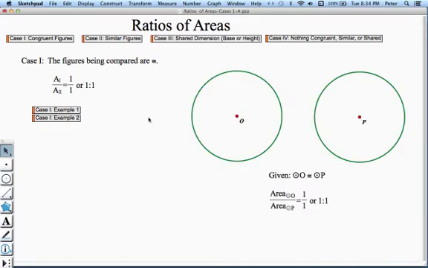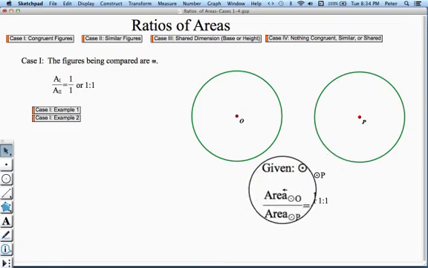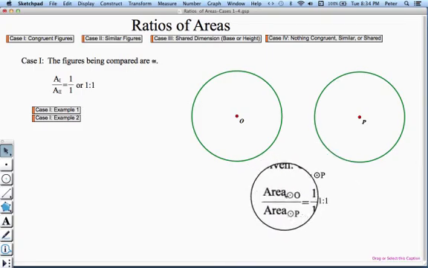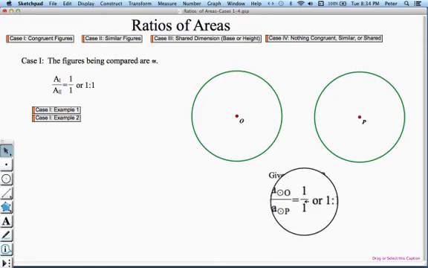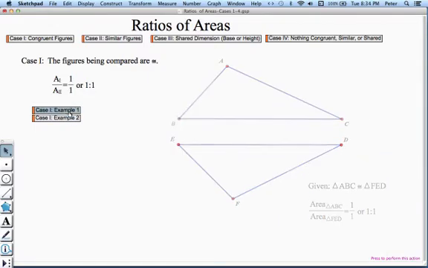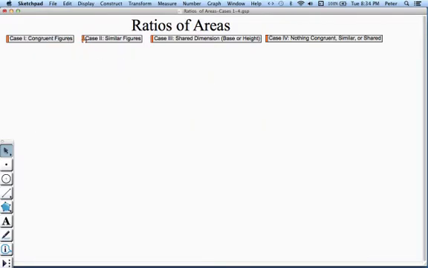Well, we could compare two circles. And if I know that the two circles are congruent, that would mean their radii are congruent, then clearly the area of circle O to the area of circle P will equal 1 to 1. All right, now that's pretty simple. Maybe we should move on to something a little more complicated. Let's take a look at case 2.